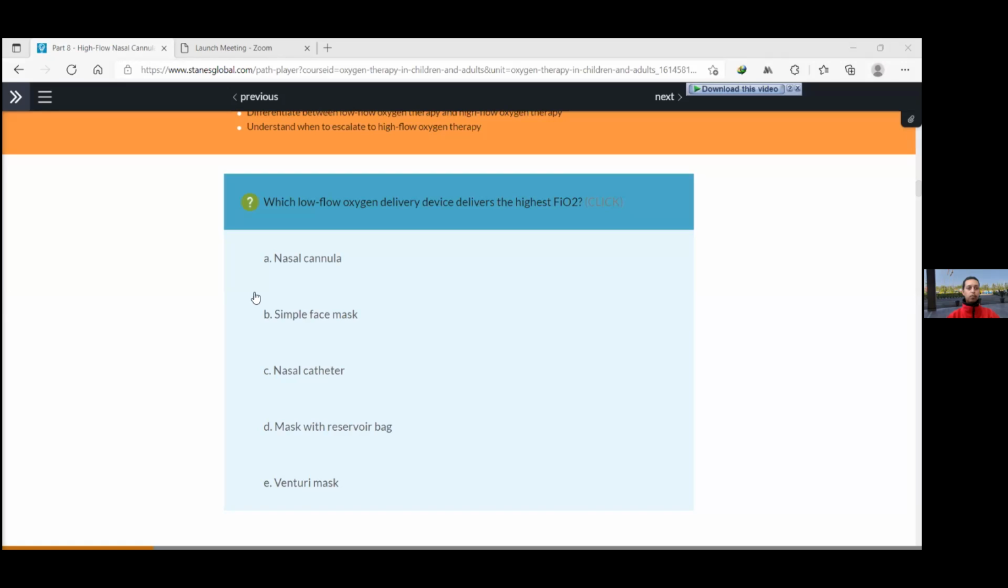So on the poll, I can see 7% saying nasal cannula, no one says simple mask, around 14% nasal catheter, 21% mask with reservoir, and the large majority, around 57%, is saying Venturi mask, which is 8 of the participants, 8 of 14 who participated. Yeah, most participants in the chat box said mask with reservoir bag. Okay, I think we can go through this. I will reveal the answer now.